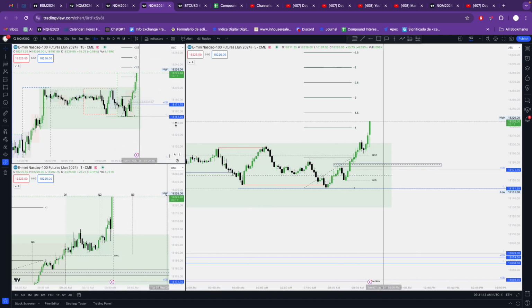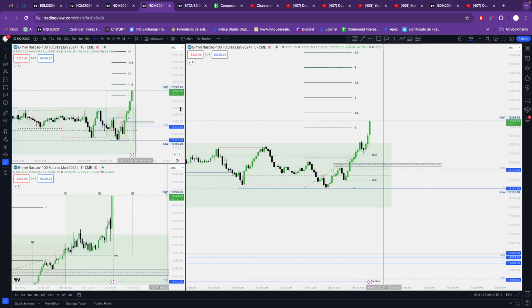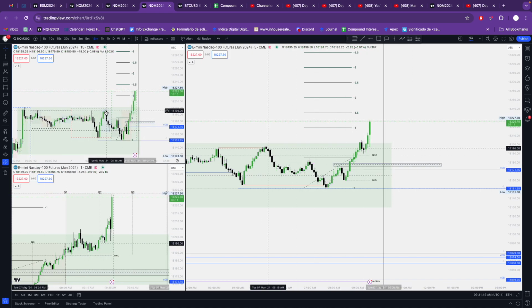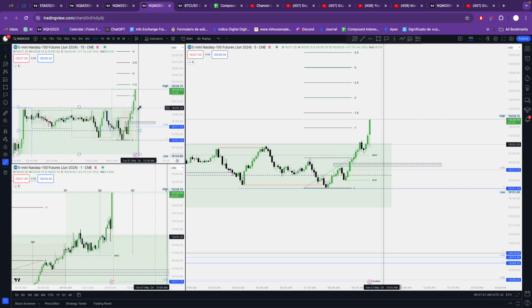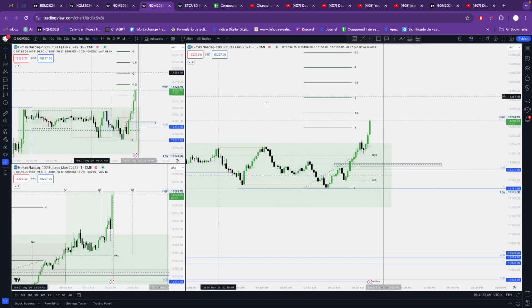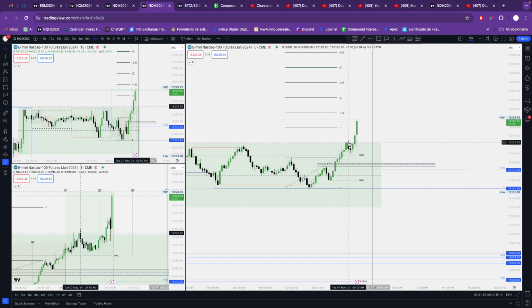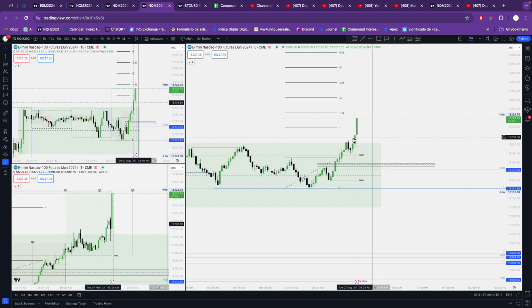I didn't see that coming in. I was only looking at the 15. I was anticipating a move down here. We didn't even go down there. So we just broke out of consolidation, came back, hit the high of that consolidation. Now we're taking off. The high of that consolidation is this bullish order block right here.